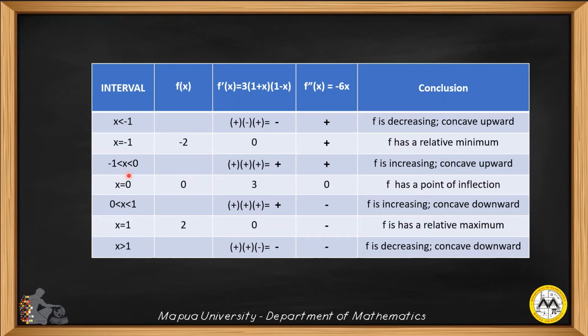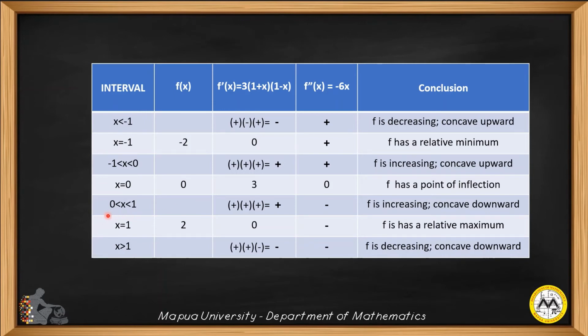Now the interval x greater than -1 but less than 0 would render f prime of x positive, f double prime of x also positive. Conclusion is f in this interval is increasing, the function is increasing, and it is concave upward. At x equal to 0, y is 0, and f prime is 3. Now this is a point of inflection. This is the point at which f double prime is 0. So f has a point of inflection at 0, 0 with inflectional tangent slope of 3.